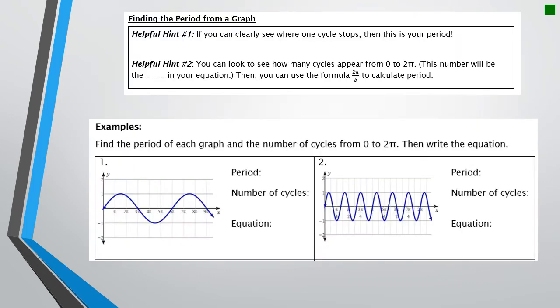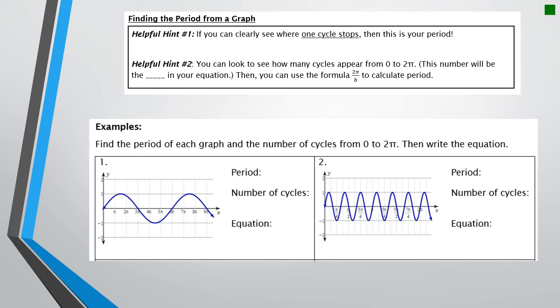Now we're going to take a look at these graphs. We're going to identify the period, the number of cycles, and then we're going to write the equation. So there's a helpful hint. Depending on what the graph looks like, it's going to be either easier to figure out exactly what the period is, or figure out how many cycles are between 0 and 2 pi.